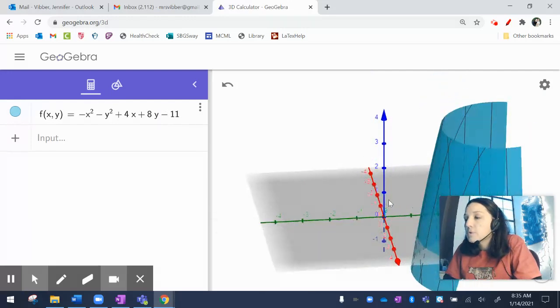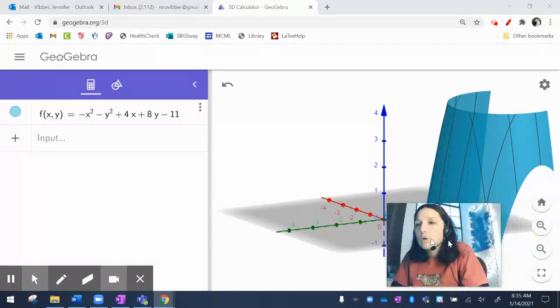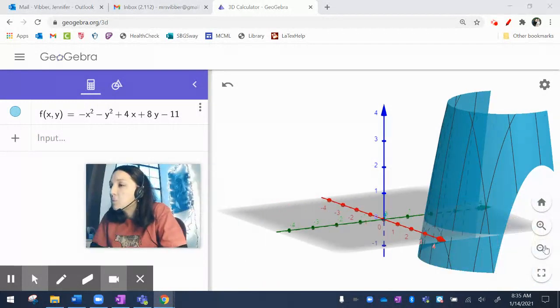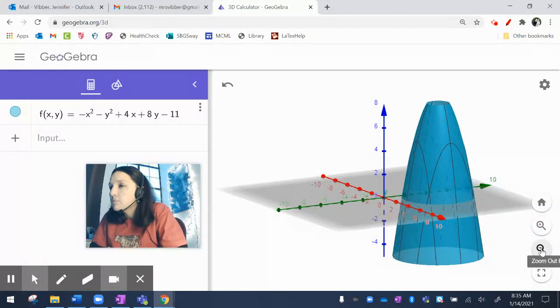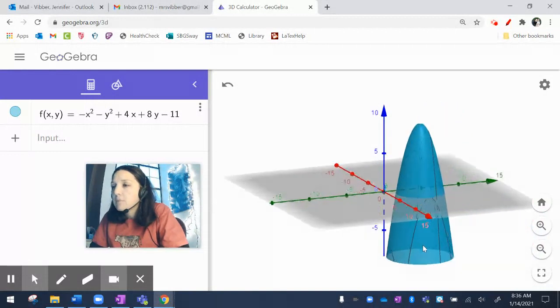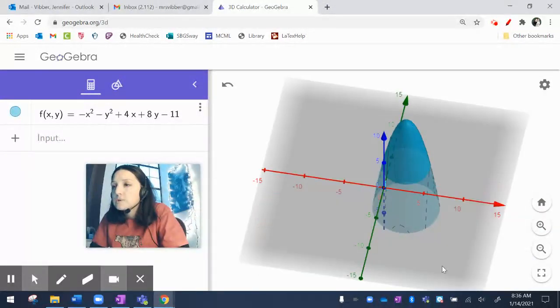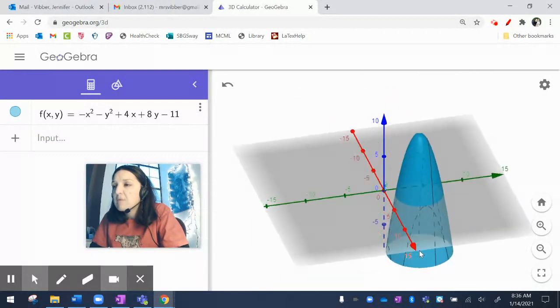All right, so here's my graph. I can't see all of it, and my big face is in the way. So let me zoom out a little bit. Oh, look at that. Look at that happy little parabola. The paraboloid, I should say. Yeah, I definitely have a relative max.